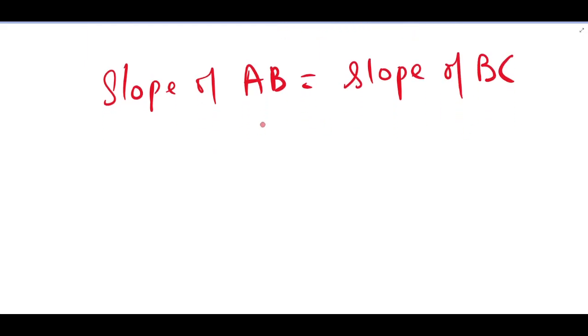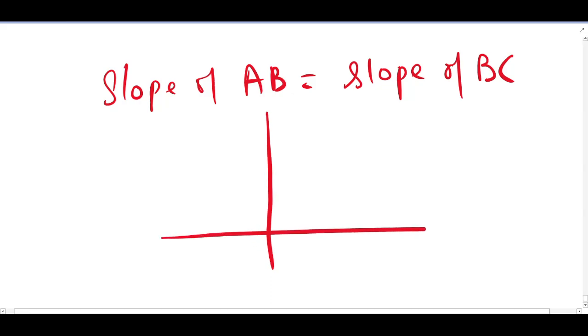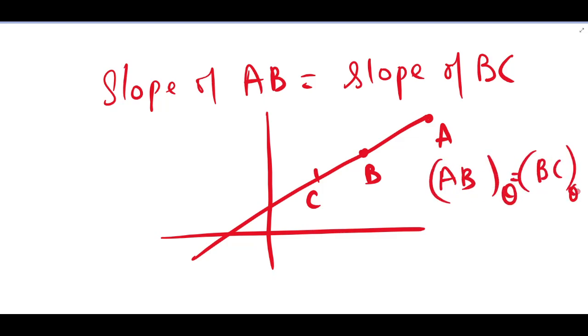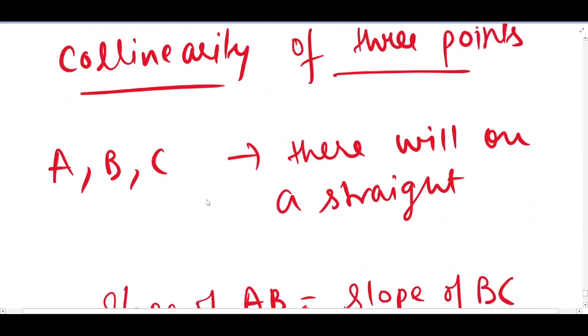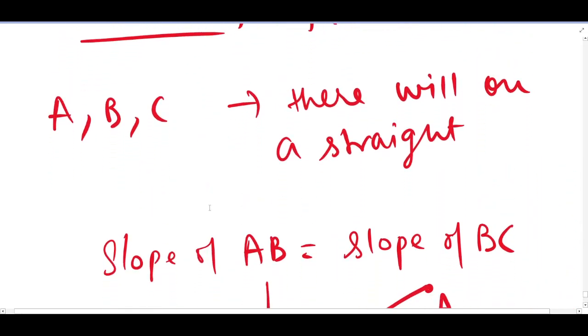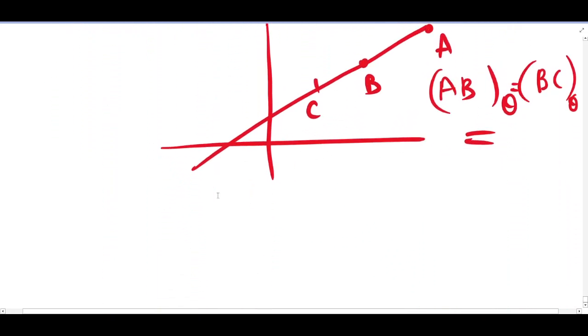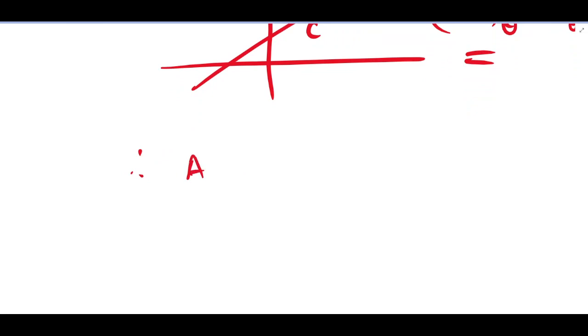Geometrically we can see it like this. This is a line and these are 3 points A, B and C. So the slope of AB is equal to the slope of BC. Whenever the slopes of two lines are equal and they share a point, the points lie on a straight line, so the points can be collinear. Therefore the points A, B, C are collinear.